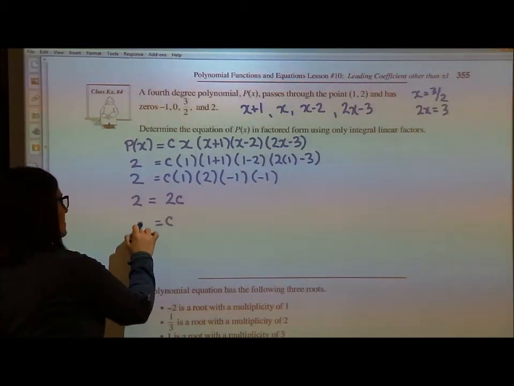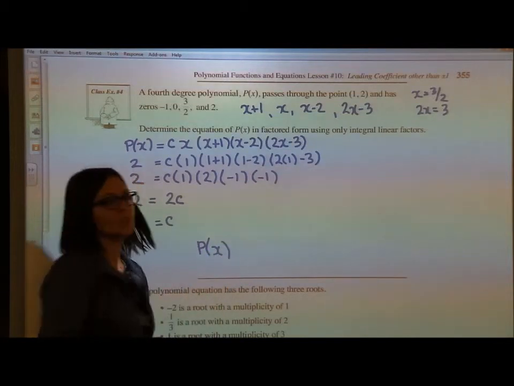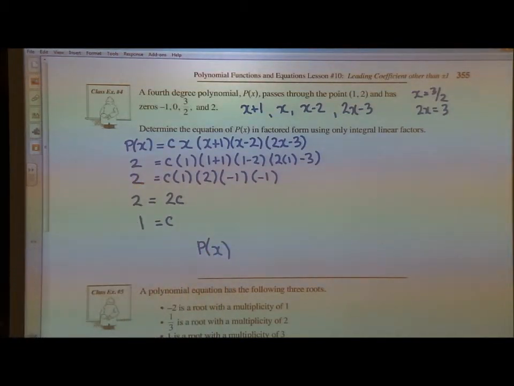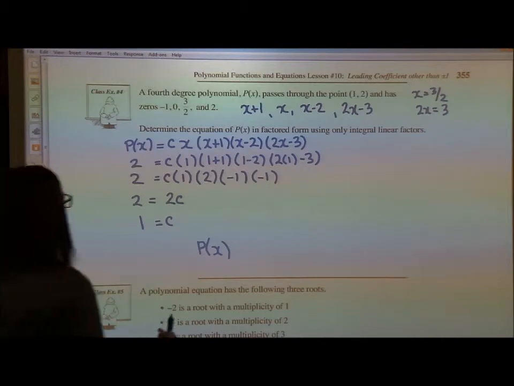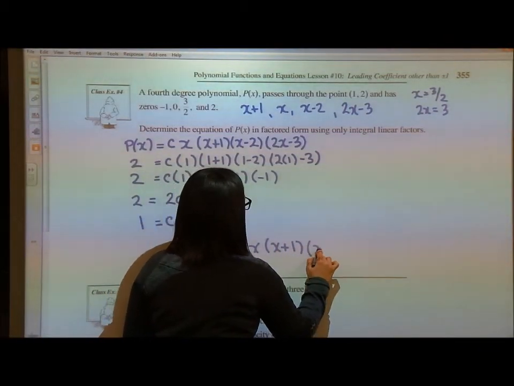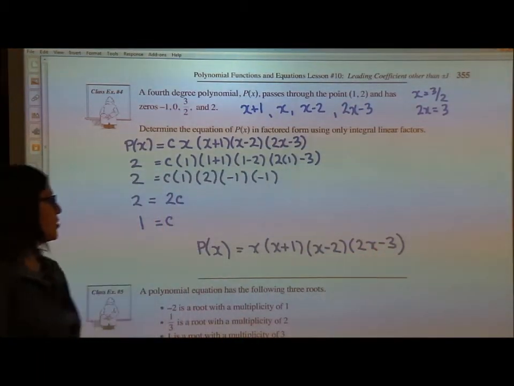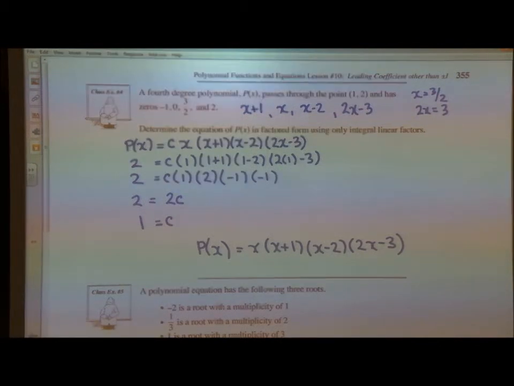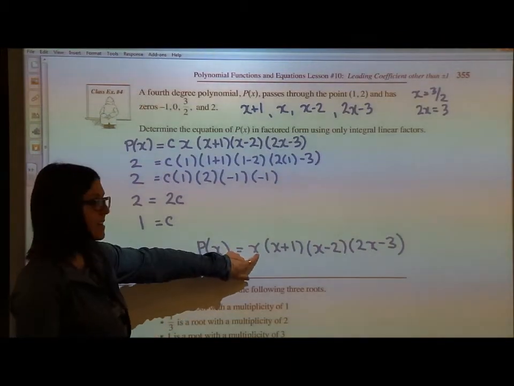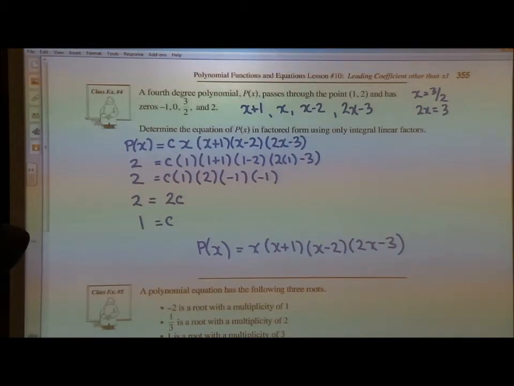1. So then P of x would equal, do I have to put 1 in there if it's my leading coefficient? No. So I would just start off with x times x plus 1 times x minus 2 times 2x minus 3. Do my factors have to be in that order? No. Multiplication order doesn't matter, but the x should be out in front. The single factor or the monomial factor should come first.